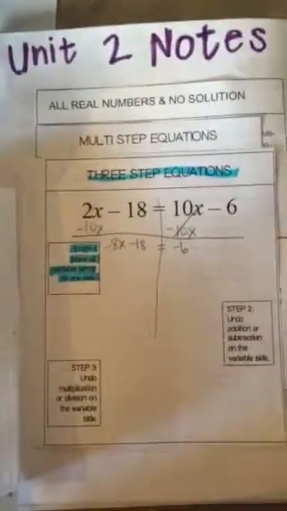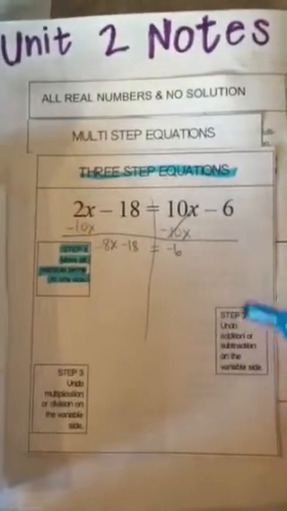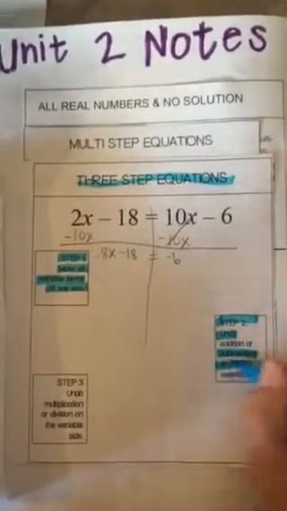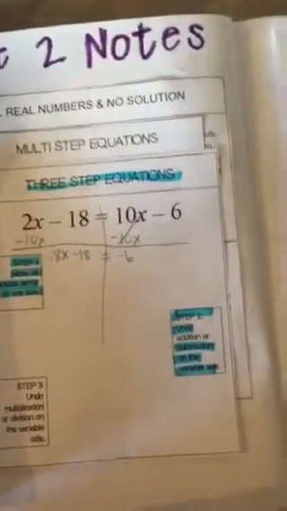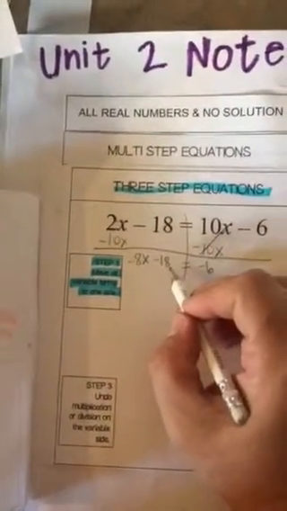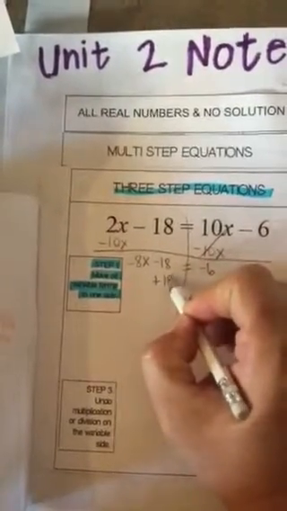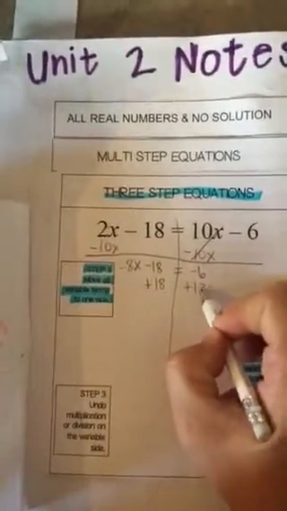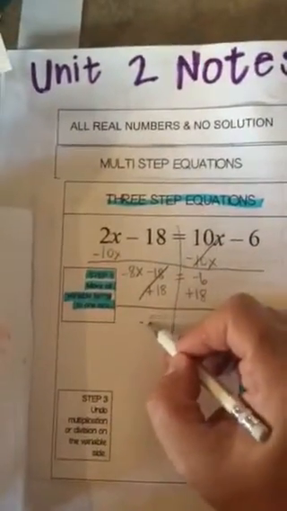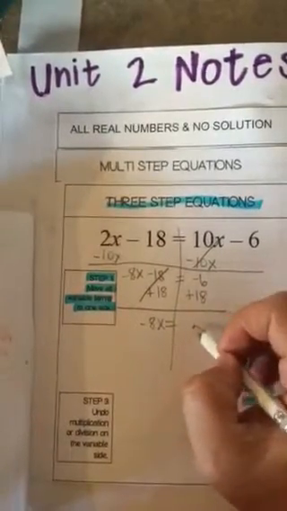And then on this next part for step 2, this looks like an equation you should probably recognize. Step 2 says to undo the addition or subtraction on the variable side, which we've been doing in prior lessons. So here's my variable side. Undo the subtraction. Here's my subtraction, negative 18. So I'm going to add 18 to both sides. That cancels out. So I have negative 8x equals negative 6 plus 18, which is 12.